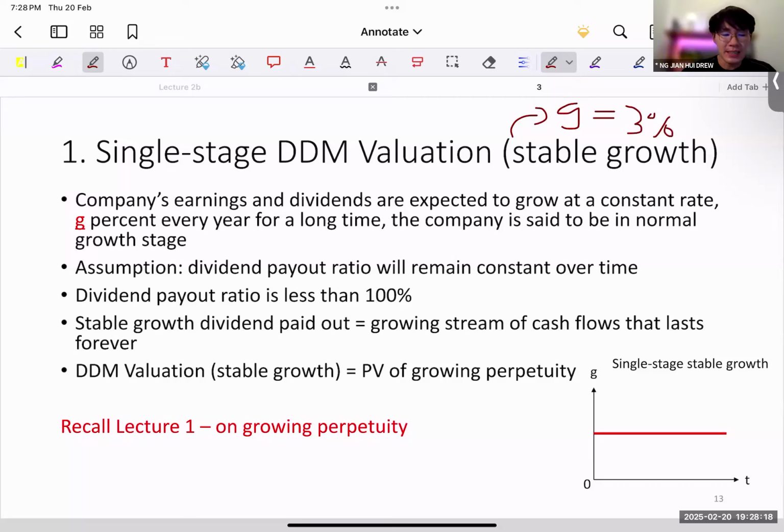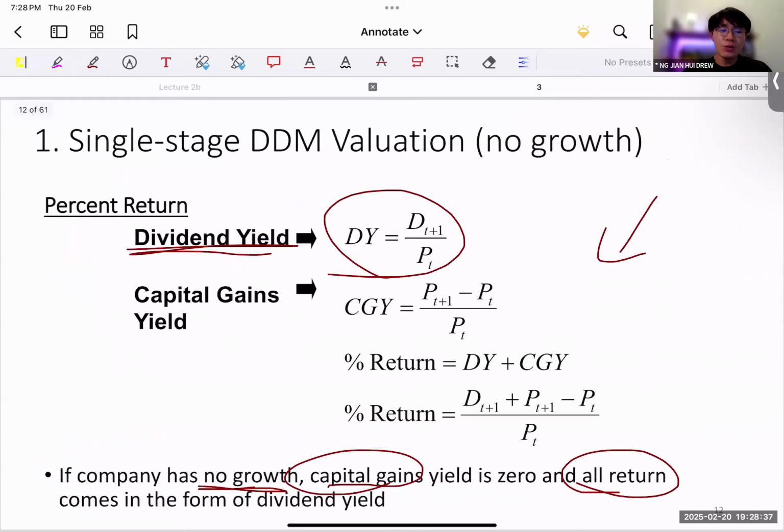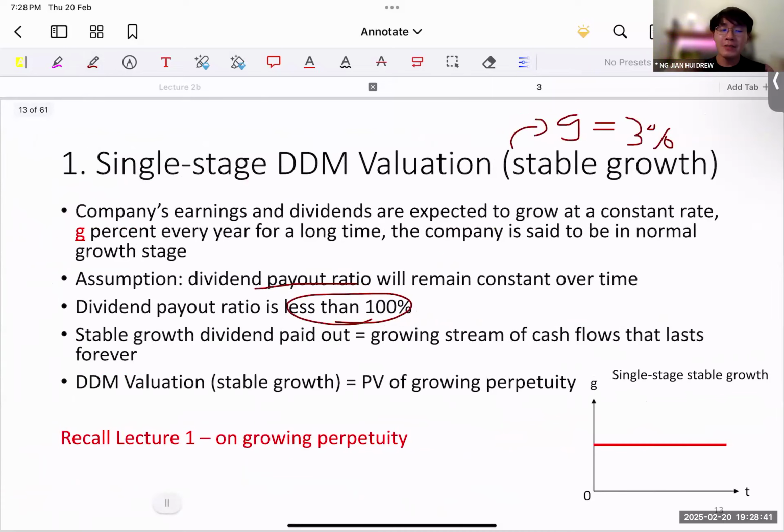The company is in a normal growth. Payout ratio remains constant, right? Constant payout ratio, constant growth, or constant G that you can calculate. The payout is less than 100. This makes sense now, right? If it's payout less than 100, it means that there's some capital gains, right? Remember the last slide? The yield is based on capital gain or dividend gain. So, if not everything is paid out as dividend, it means that there's some capital gain as well.